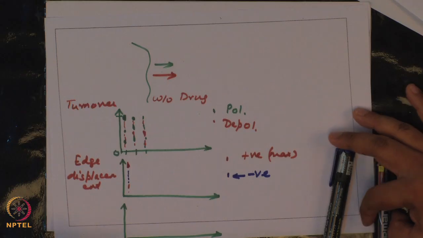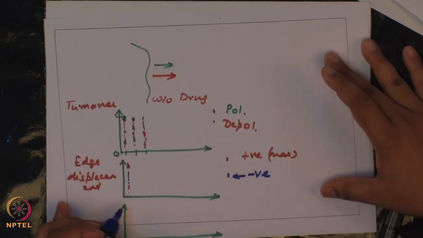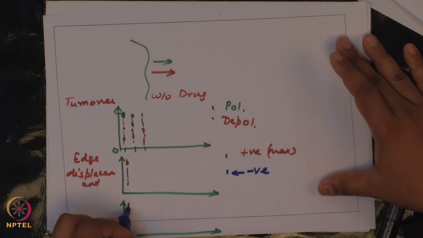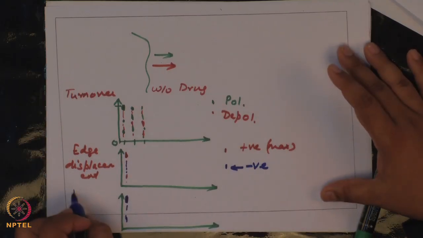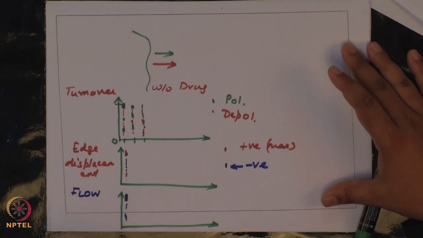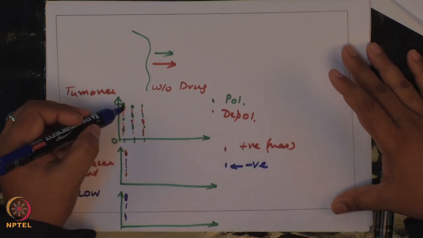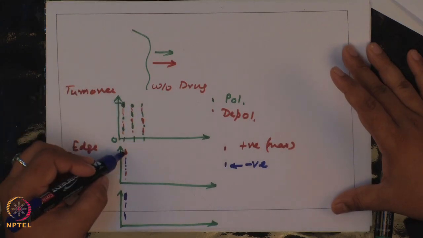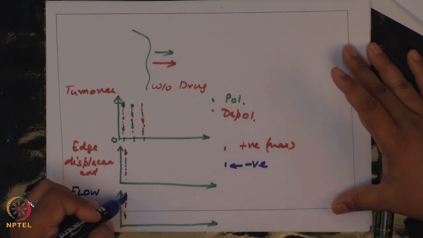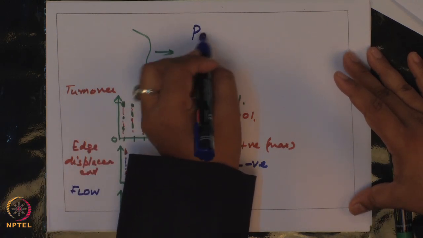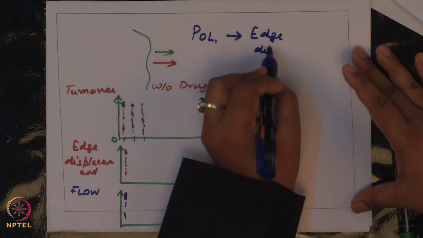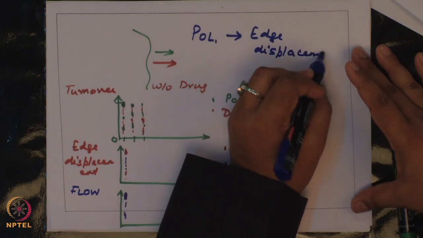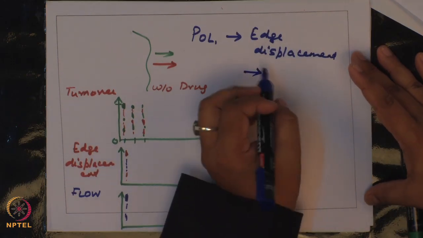In terms of network flow, because it is retrograde flow, you will have blue throughout, but deep blue here and then lighter blue shades here. This is my retrograde flow. So, a polymerization event is correlated with an edge displacement and correlated with retrograde flow. You have the following: polymerization causing edge displacement, and this causes retrograde flow.